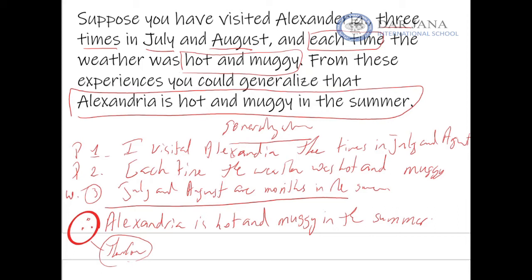Now, of course, this is not stated because the writer assumes that everyone knows that July and August are during the summer. But if I assume that July and August are not during the summer, then the whole conclusion is false. And that's an example of generalization. And notice the generalization uses data or words from the first premise and words from the second premise.